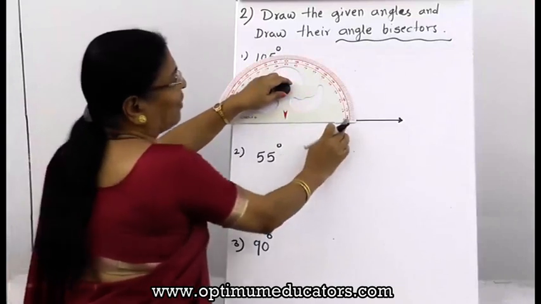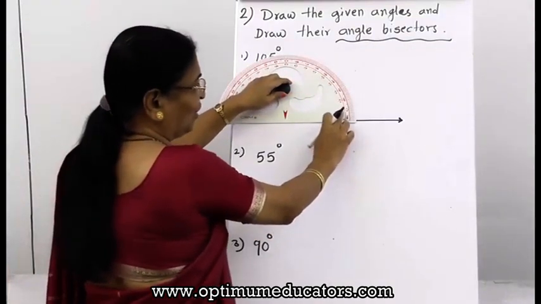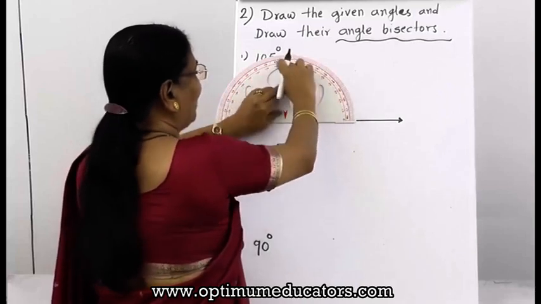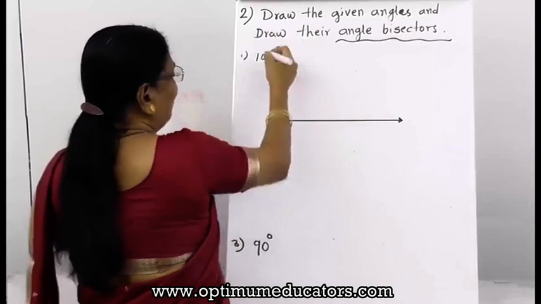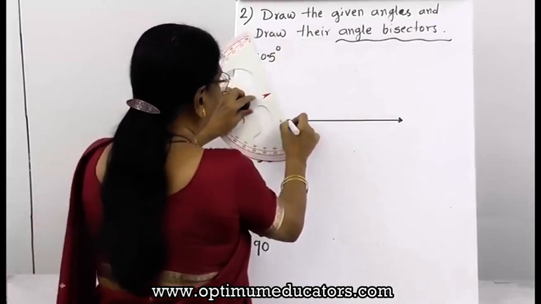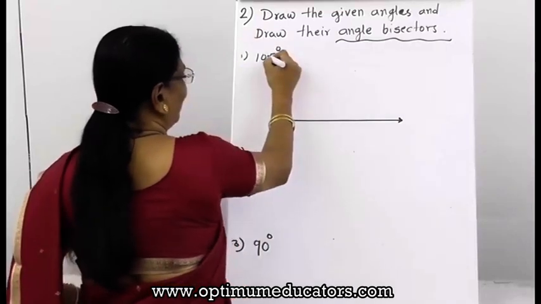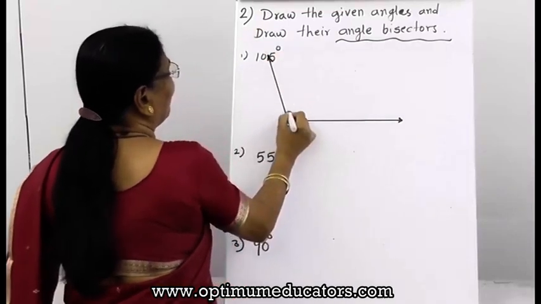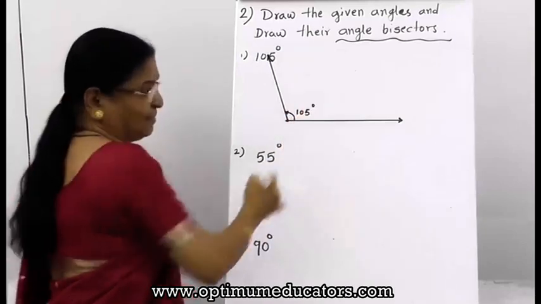Remember, you are finding out with the 0. Here also 0, 10, 20, up to here 90, 100 and 105. Make a mark there, and then you can have this angle. See, this is our required angle of 105 degrees.